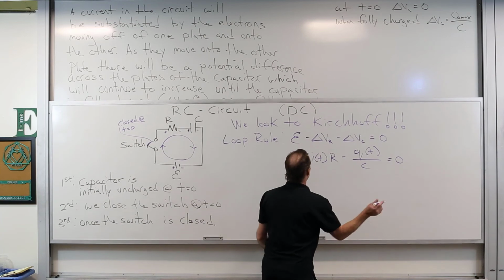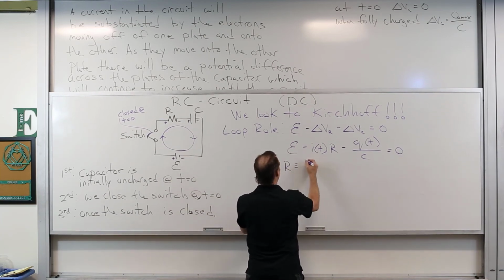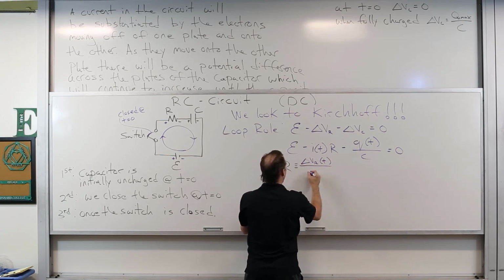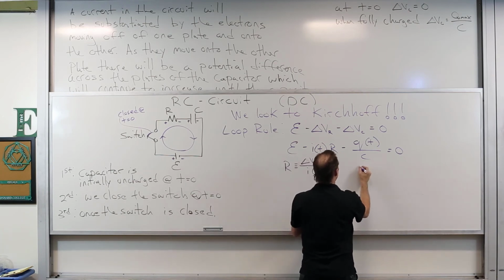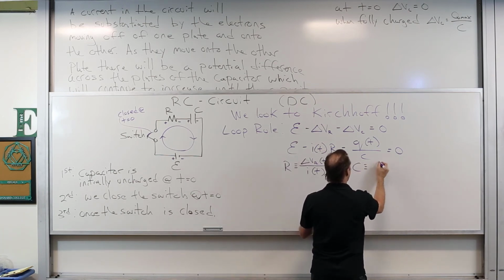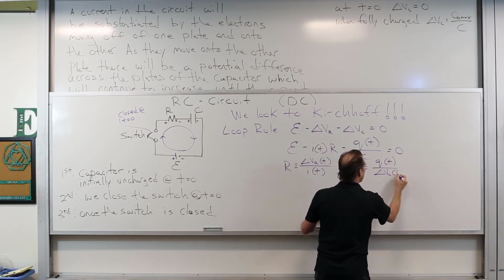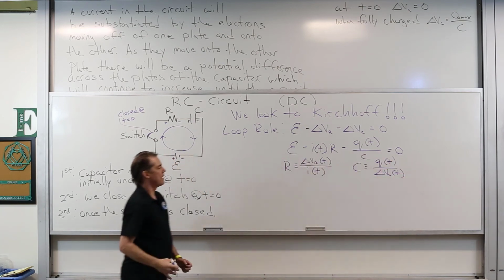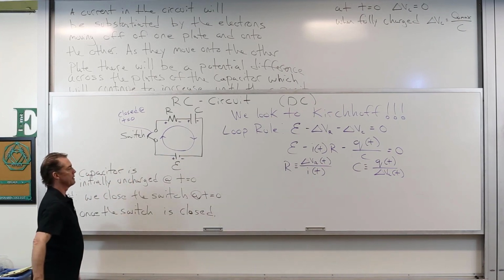So just to make sure we're on the same page with this, we have to have that R is defined by delta V sub R of t divided by I of t. There we go. And that C has to be defined as Q of t divided by delta V sub C of t. By definition, defining those constant resistance and capacitance.